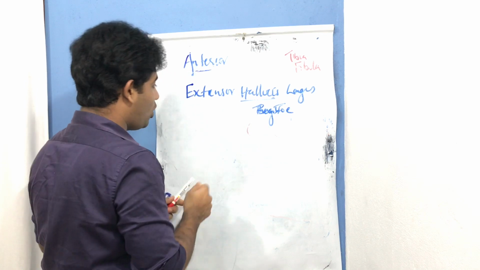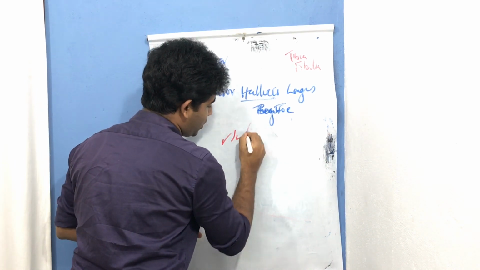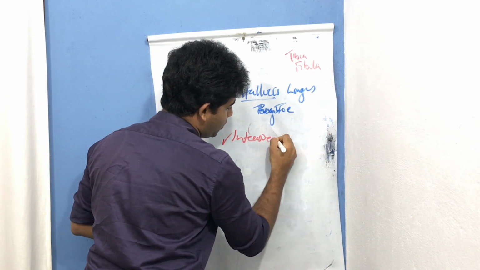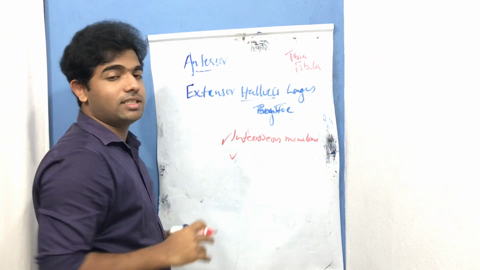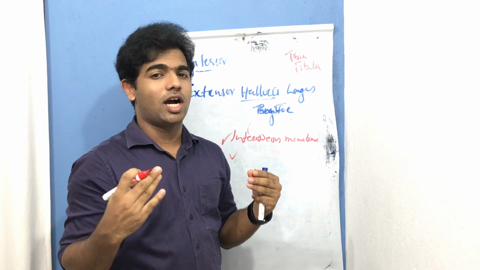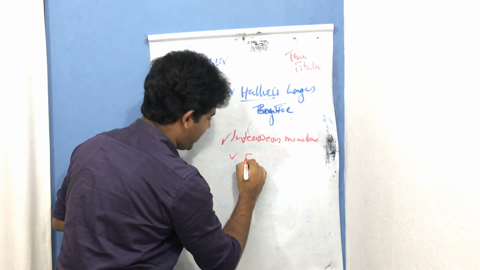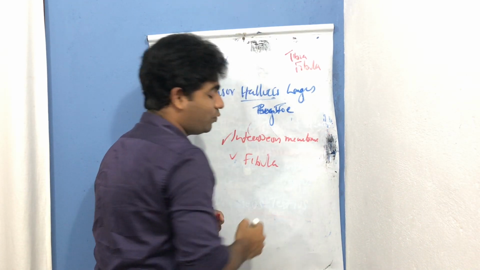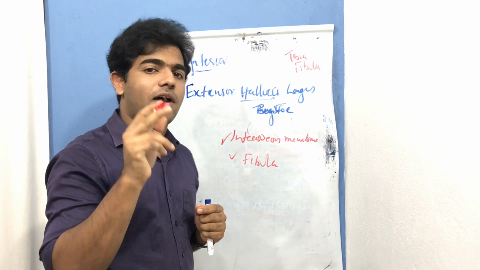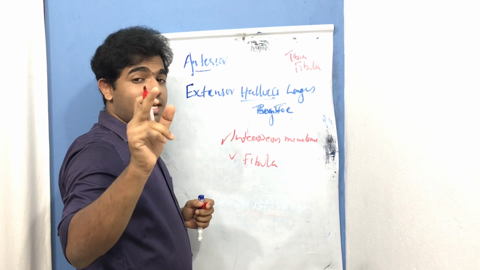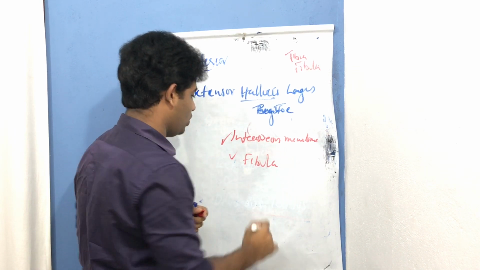We have a common point of origin, that is the interosseous membrane. Now the tibia is already taken by the tibialis anterior, so we have only the fibula. Where from the fibula? Head of the fibula? No, it is arising from the shaft of the fibula.